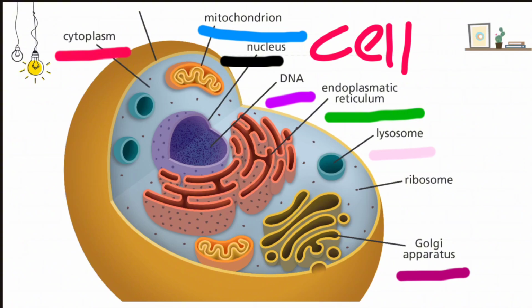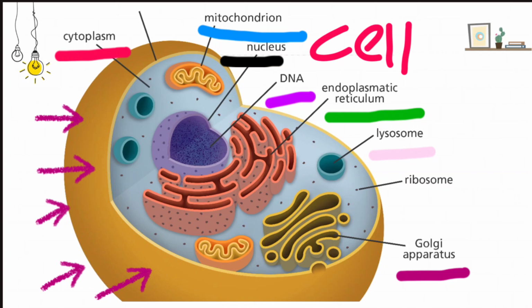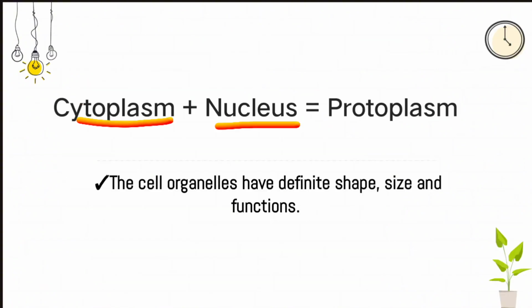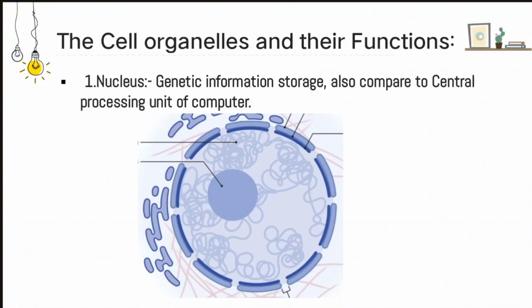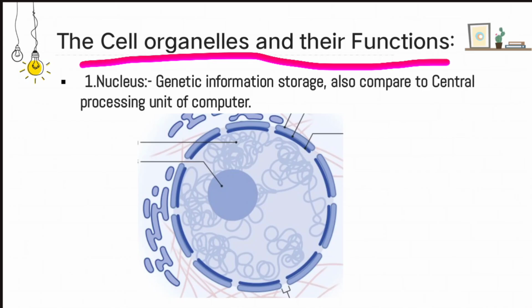And this yellow portion is known as cell membrane. In a plant cell we have a cell wall, then cell membrane, and this is the animal cell, and the animal cell has only a cell membrane. Now the cytoplasm and nucleus together is known as protoplasm or protoplast. The cell organelles have definite shape, size, and functions. Now let's look at the different cell organelles and their functions one by one.